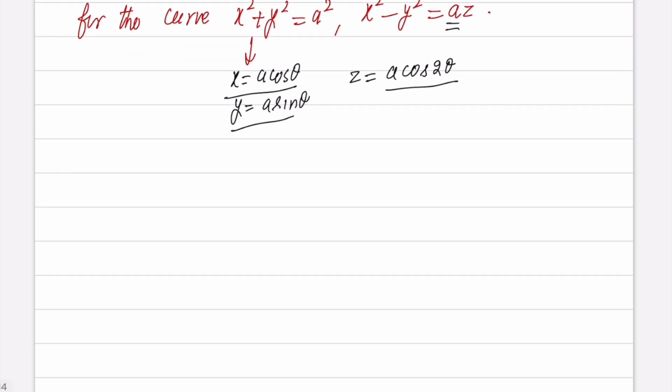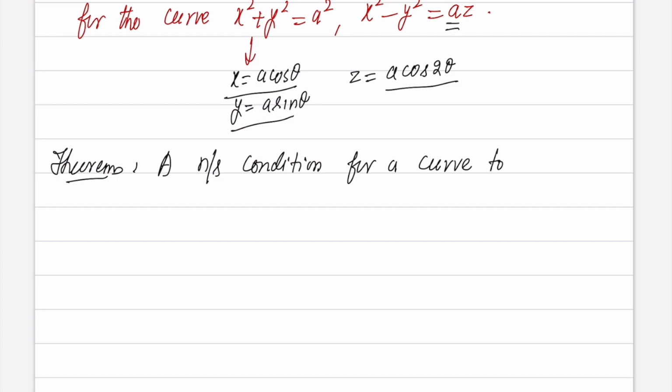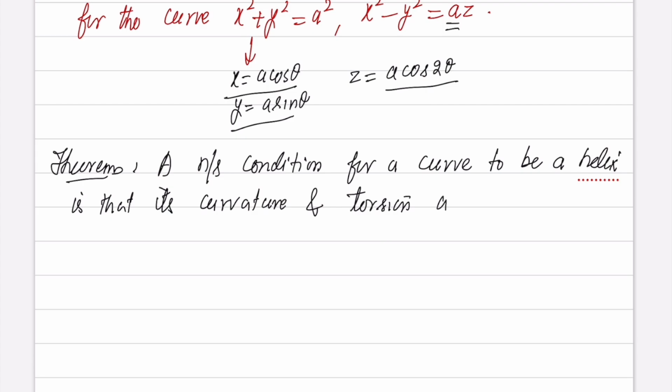Now let's take up some results that may directly be asked as a statement in examination. A necessary and sufficient condition for a curve to be a helix is that its curvature and torsion are in constant ratio.